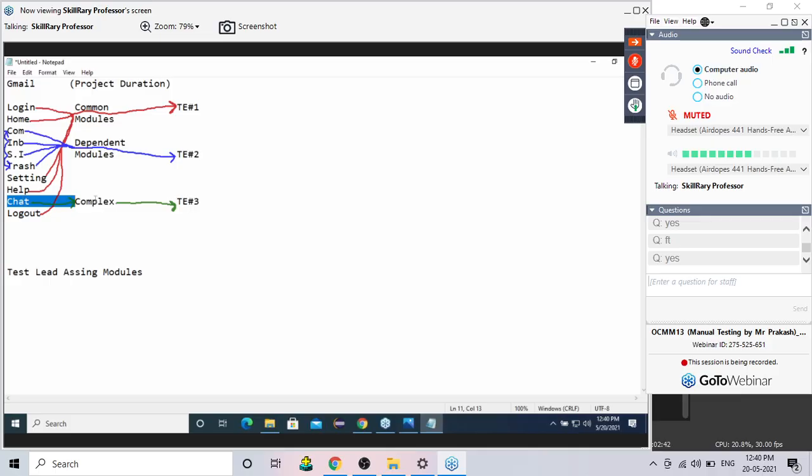Time taken to test this complex module is equal to the time to test all the 4 dependent modules, is equal to the time to test all the 5 common modules. Is the equation clear? We don't segregate time based on 1 or 2 or 3. That depends on how many submodules and components are there. So all of them will be given the same deadline. We don't increase or decrease the deadline. Next question, can everyone access all the modules? Can everyone access all the modules?